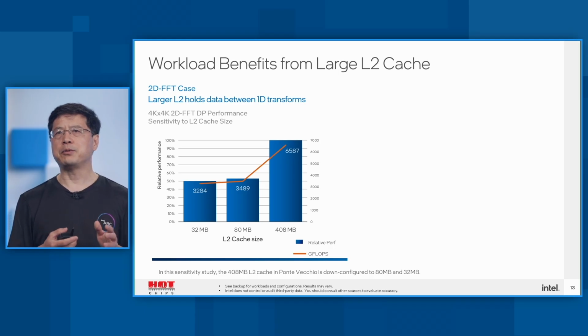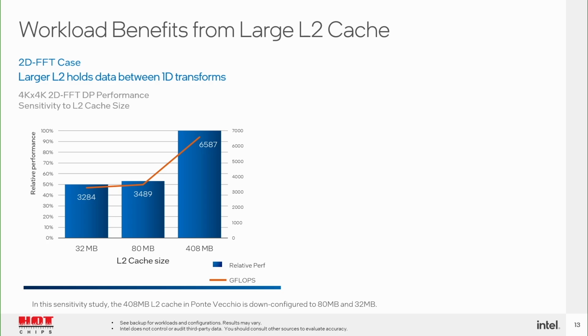And here's an example to show the benefits of having a very large L2 cache. This one example here is 2D FFT. 2D FFT is notorious for memory bandwidth because between the two 1D FFT operations, data has to be stored somewhere. Having a very large L2, in the hundreds of megabytes range, allows us to run FFT without really touching the HBM memory for the intermediate data.